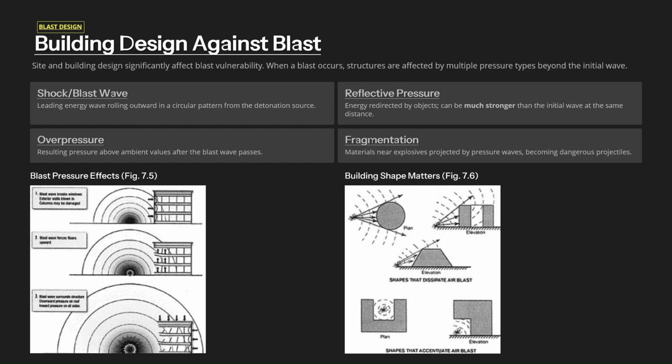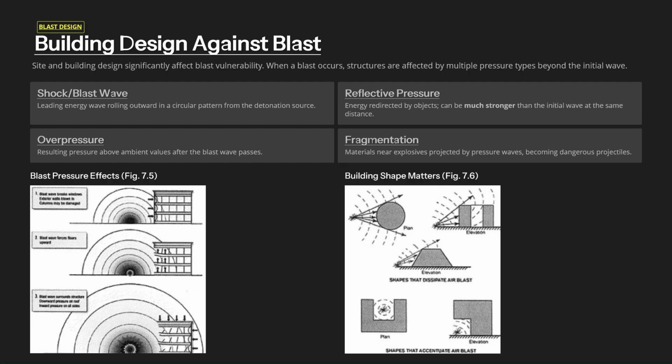In high-risk environments, buildings must be designed to withstand blast threats and explosive impacts. Security considerations include standoff distance, which refers to the space between a potential threat and the building. Greater distance reduces the impact of explosions. Other factors include building orientation, structural reinforcement, and the use of blast-resistant materials.